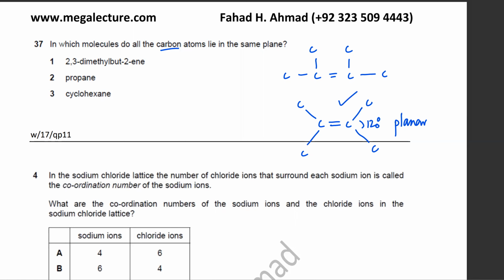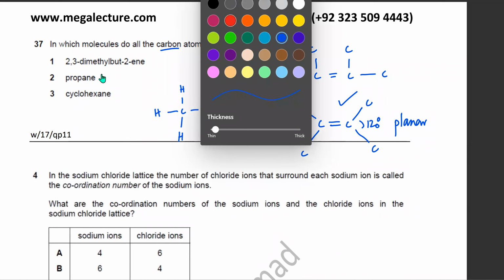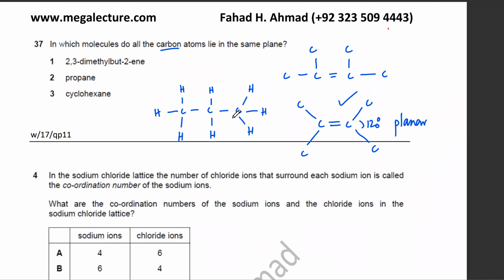Yes, sir. So the next one is propane. Let's talk about propane. In propane, you've got 3 carbon atoms, but all of them are making single bonds. So that is what propane is.